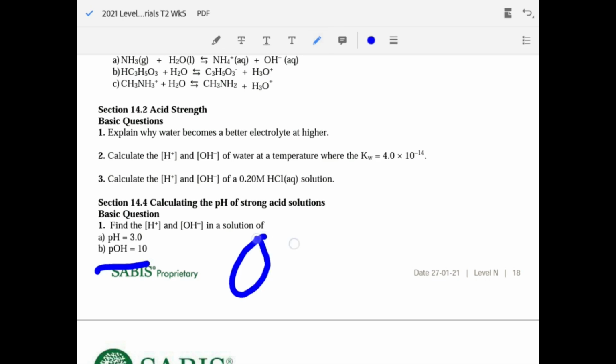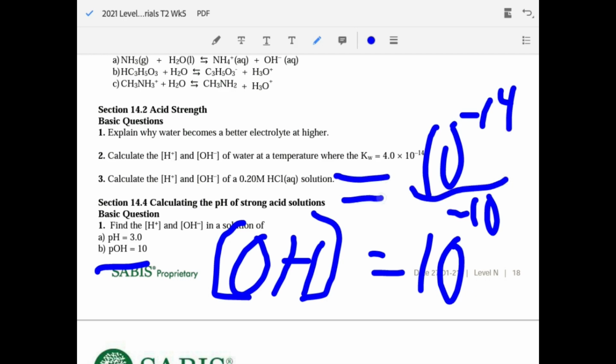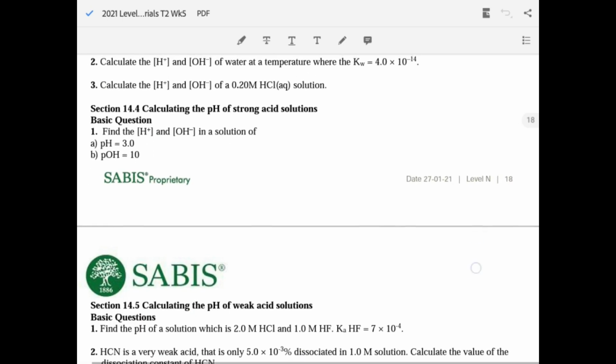pOH equals 10, so OH concentration is equal to 10 power minus 10. So H plus will be 10 power minus 14 over that, which is equal to 10 power minus 4. And that's it for section 14.4.